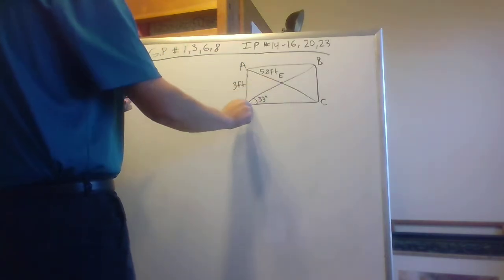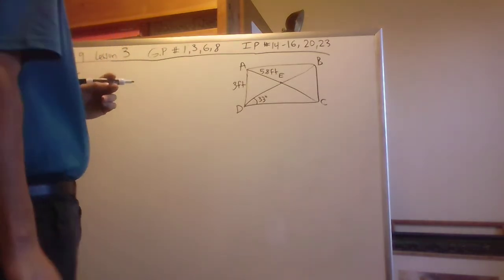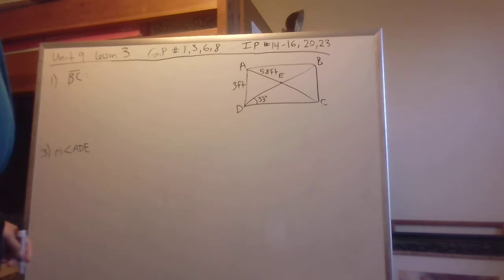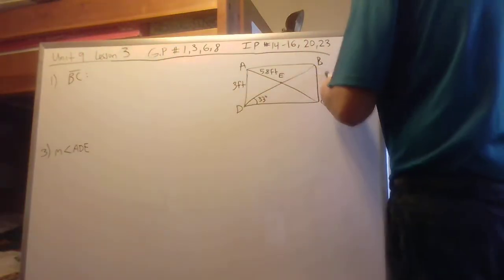And angle EDC is 33 degrees. So it wants you to find side BC, which is right here.